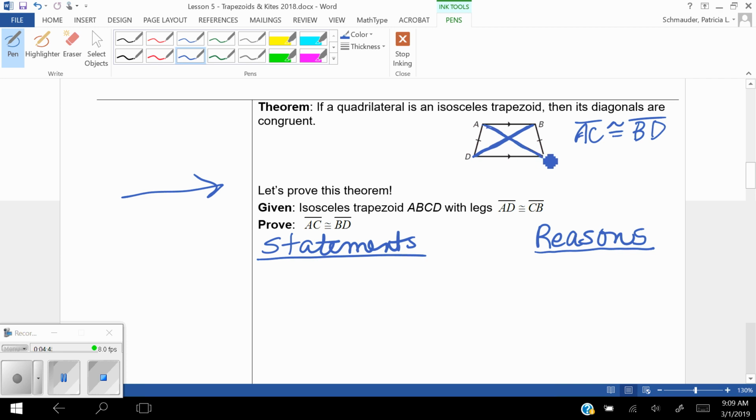So let's think about this. I'm going to give you a big hint here. I think what I need to do is show that triangle ADC is congruent to triangle BCD. And how is that going to help me? Because AC and BD will be corresponding parts. So take that big hint, pause, and try to write this proof by yourself.